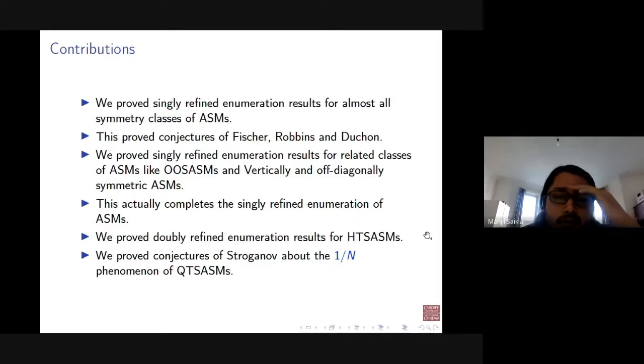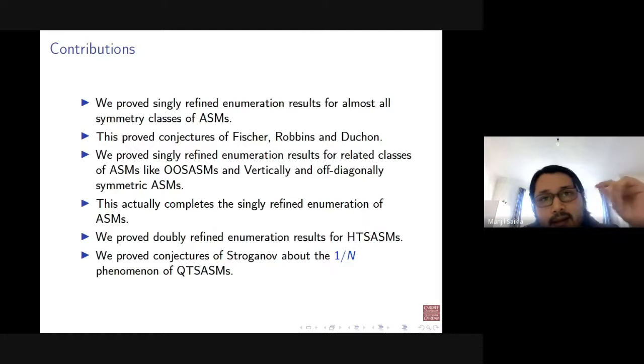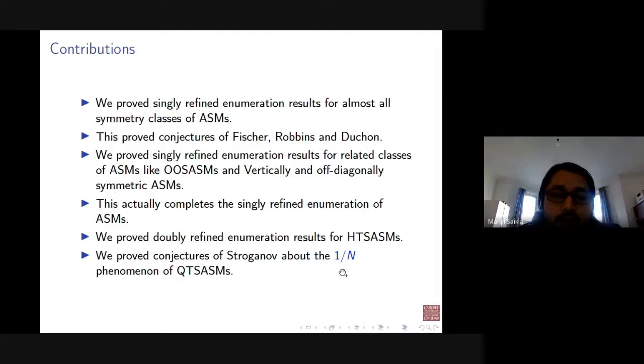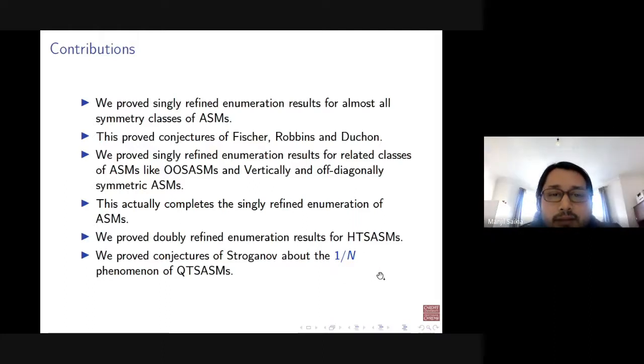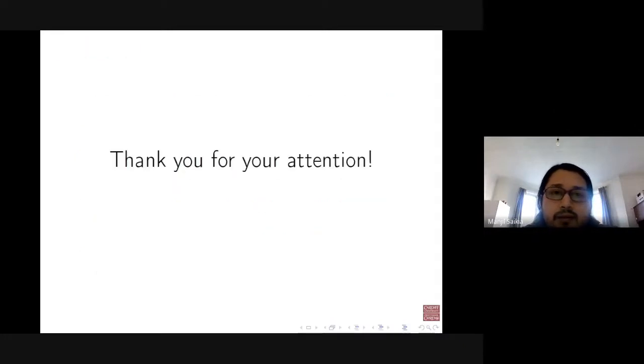And we also proved a doubly refined enumeration for the half-turn symmetric case, but there exist other doubly refined enumeration cases which are not yet done. For instance, for vertically symmetric alternating sign matrices, one could ask a similar question: what happens if you fix the second row and the last but one row, and then ask for a doubly refined enumeration for this, and so on. And we also showed you some conjectures of Stroganov about this 1 over n phenomenon of quaternion symmetric ASMs. So this was what I wanted to mention, and thank you so much for your attention.